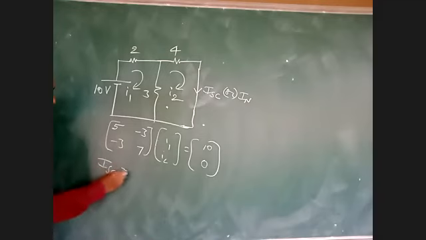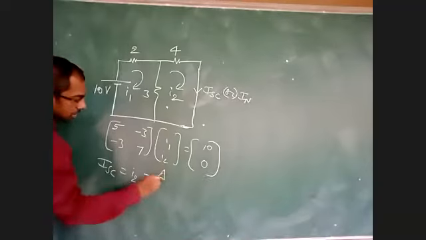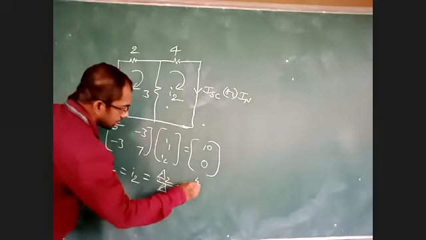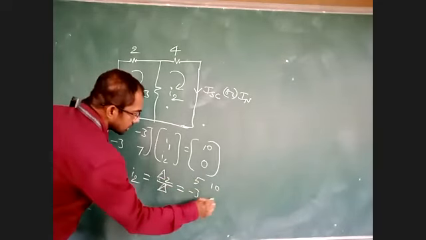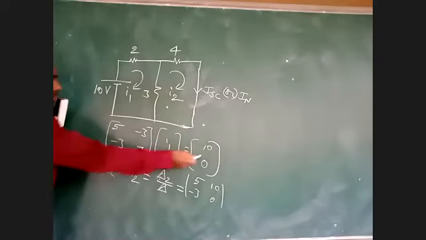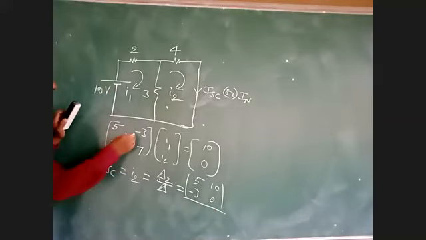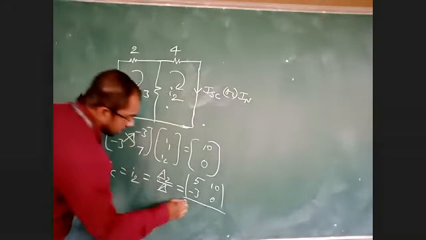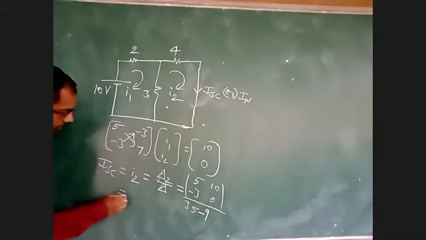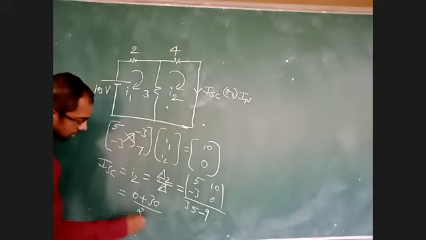ISC is equal to I2, which is equal to delta 2 by delta. Your delta 2 is 5 minus 3, 10, 0. Replace the second column with the voltage sources, 3 and minus 7, with 10 and 0. Divide by the determinant of this matrix, delta, 35 minus 9. That is equal to 0 plus 30 by 26.